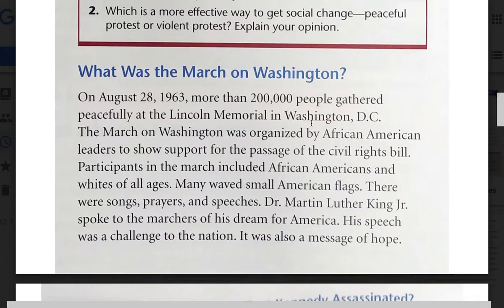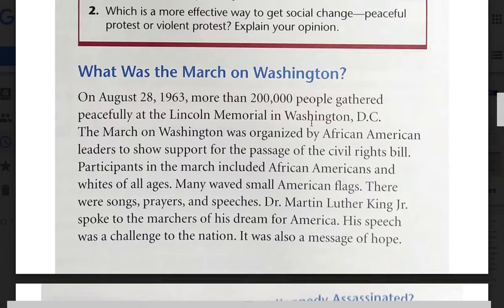What was the March on Washington? On August 28, 1963, more than 200,000 people gathered peacefully at the Lincoln Memorial in Washington, D.C. The March on Washington was organized by African American leaders to show support for the passage of the Civil Rights Bill. Participants in the march included African Americans and whites of all ages. Many waved small American flags. There were songs, prayers, and speeches.